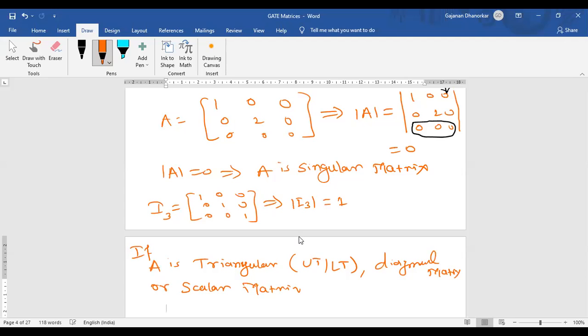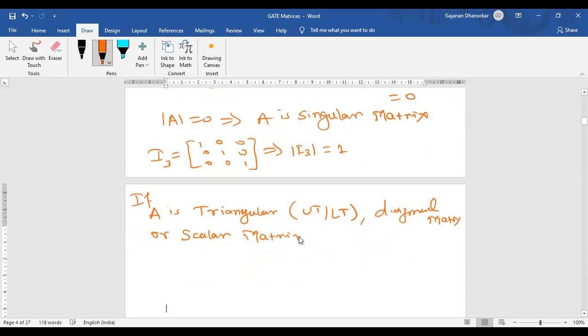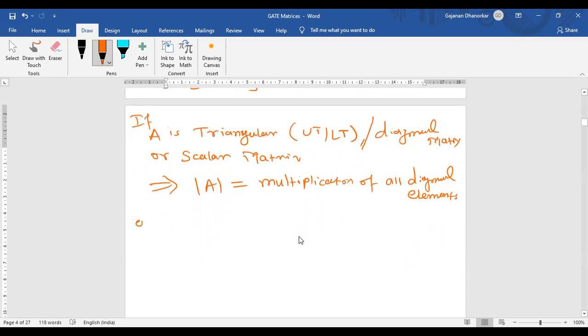If my matrix is either triangular or diagonal or scalar matrix, then the determinant of this matrix is equal to the multiplication of all diagonal elements. Remember, this helps to find the rank of a matrix. I will take an example here.